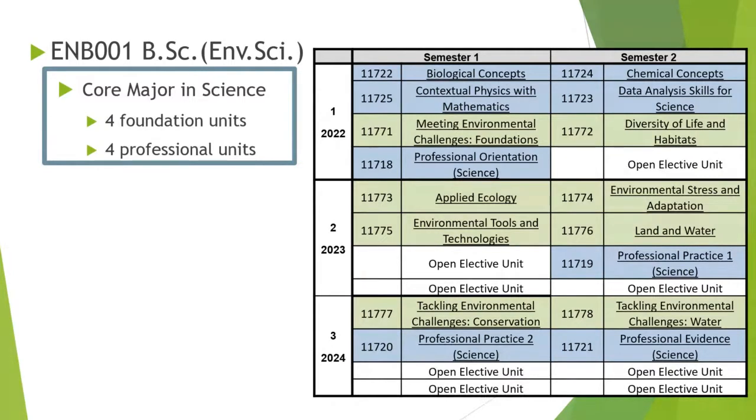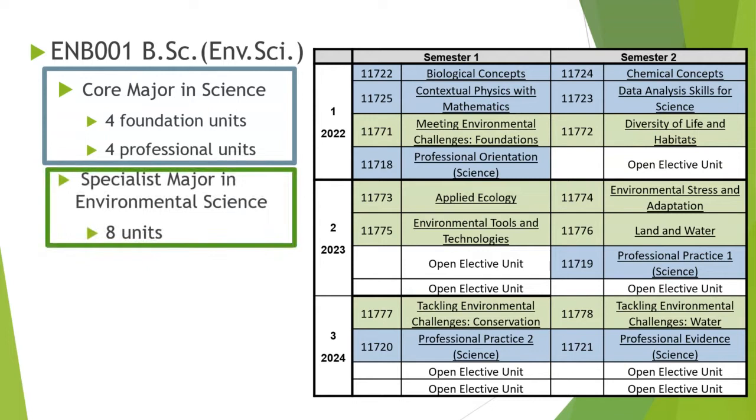And you will also do 4 professional units. I mentioned professional practice 2 just now, but you will also be doing professional orientation from day dot. Okay, day 1 you'll be doing professional orientation. Then you'll go into professional practice 1 in second year and through to professional evidence in your final semester. The idea there is that you're getting exposed to real life applications of the science you're learning as you're going. You're learning professional skills, soft skills, and all those necessary things to make you really job ready by the time you leave us at the end of year 3. So that's your core major.